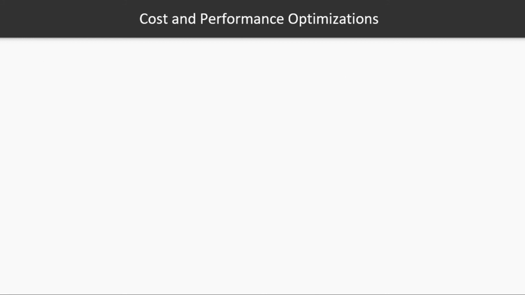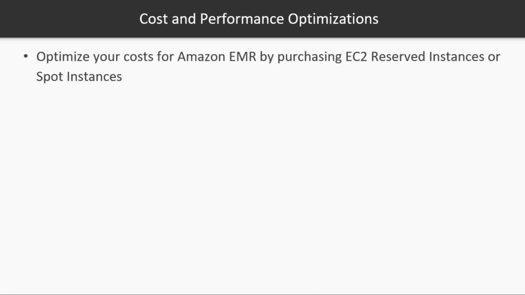Cost and performance optimizations. AWS provides a variety of ways to optimize your computing costs. Depending on your Amazon EMR workload, you can optimize your costs for Amazon EMR by purchasing EC2 reserved instances or spot instances. On demand instances are a good option if you have transient Amazon EMR jobs or if your Amazon EMR hourly usage is less than 17% of the time. However, if your Amazon EMR hourly usage is more than 17%, reserved instances can save you money.